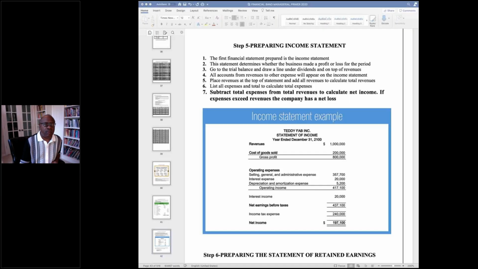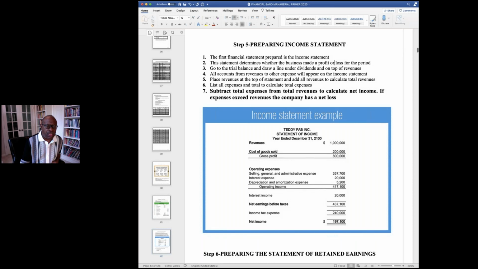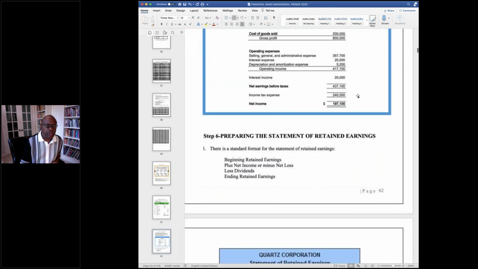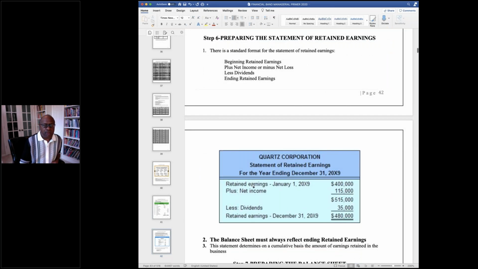Okay, let's go back and change the screen again. We're going to go back to the primer. So this is how the income statement looks. This is that formula for the retained earnings. And retained earnings statements are going to look like this: retained earnings plus net income less dividends, ending retained earnings.